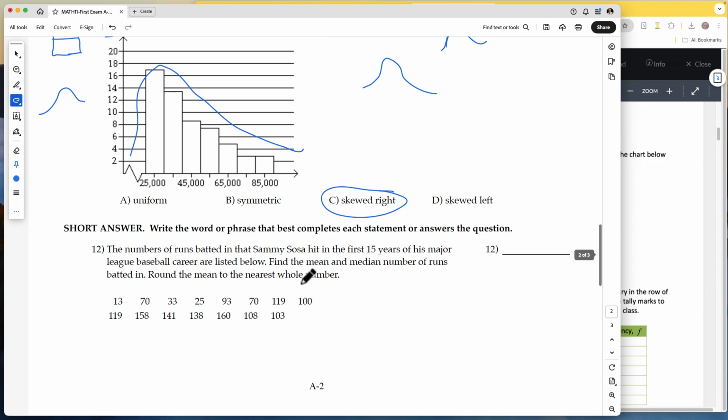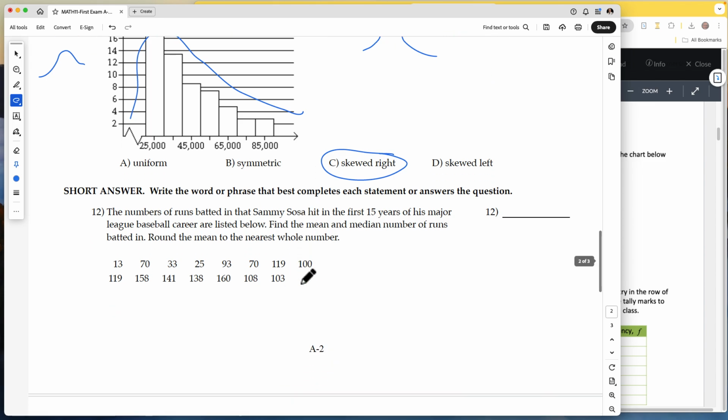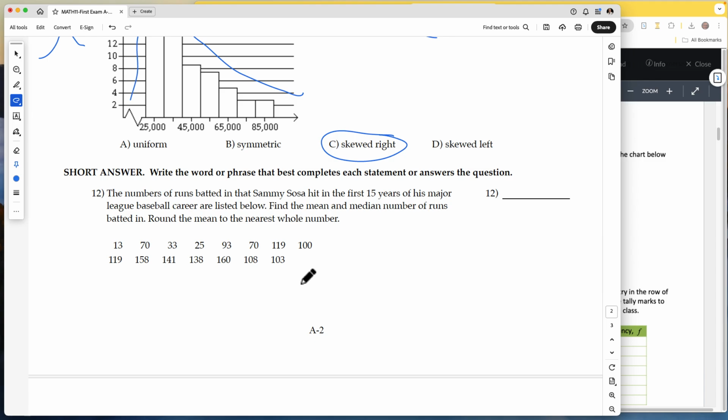Write the word or phrase that best completes each statement or answers the question. The number of runs batted in that Sammy Sosa hit in the first 15 years of his Major League Baseball career are listed below. Find the mean and median number of runs batted in. Round the mean to the nearest whole number.